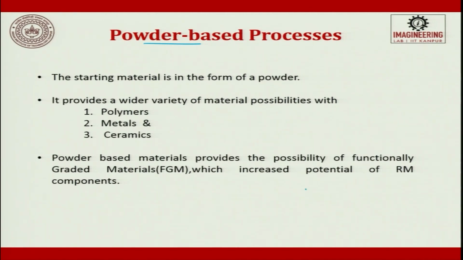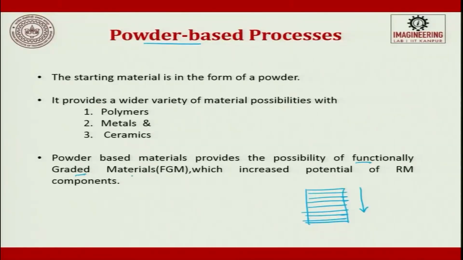What is functionally graded material? Suppose I take a cube or a square and I try to change the physical property of the entire object in a very graded manner. At every layer there will be a compositional difference from the previous layer. This compositional difference can be to enhance strength, to reduce weight, to enhance functionality, whatever it is. That is what is called functionally graded material.